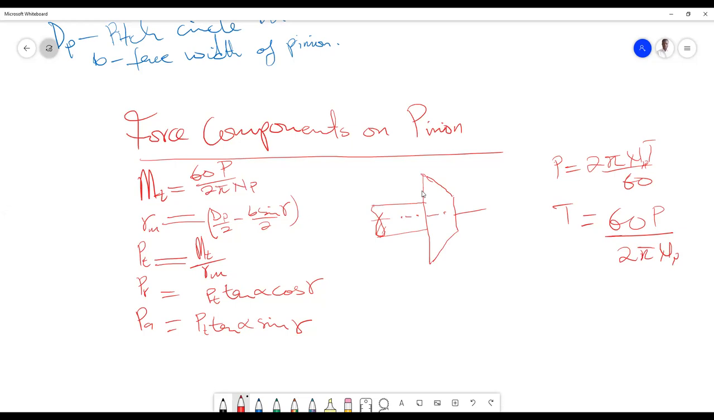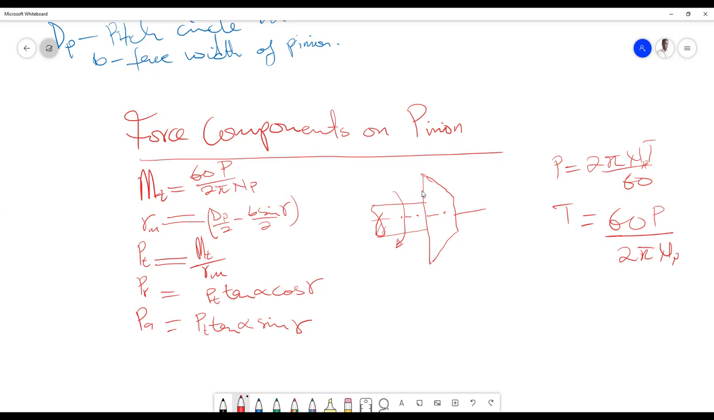Then this gear is driving. As it's driving, let's say that it's rotating in this direction. See the direction of rotation of the tangential component for the driving gear. So if this is the driving gear, it's rotating in this direction.